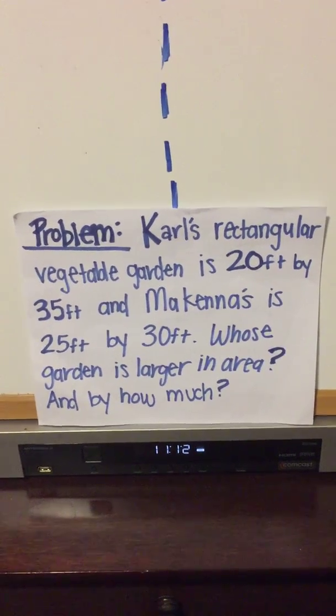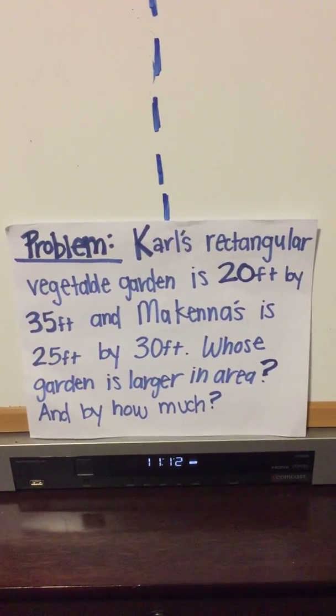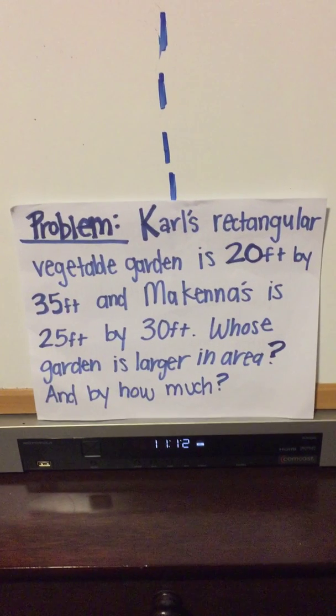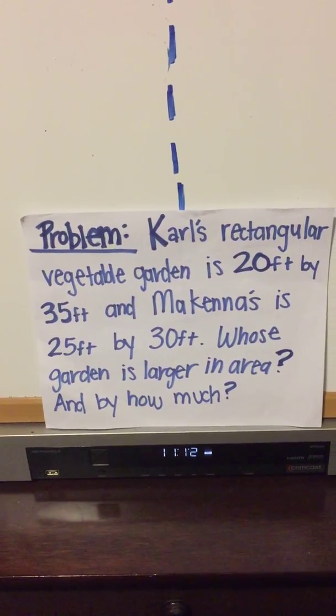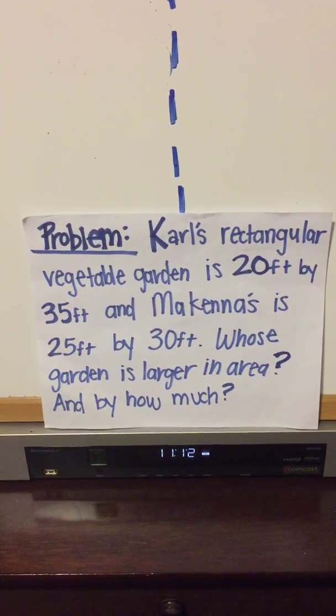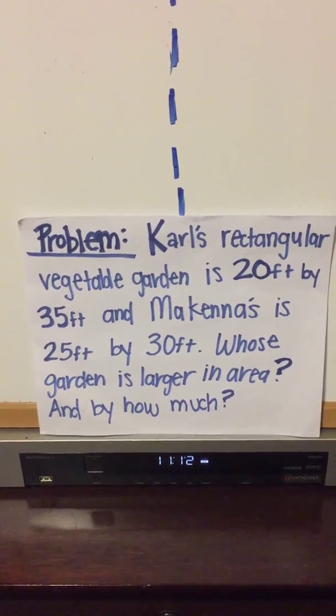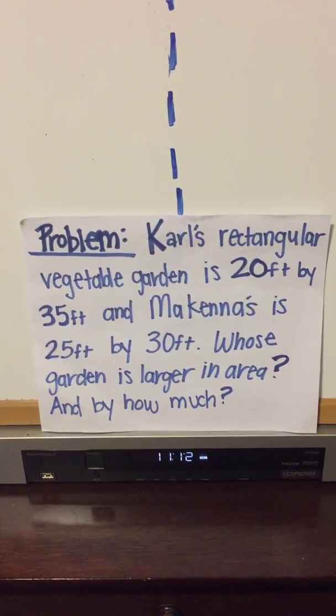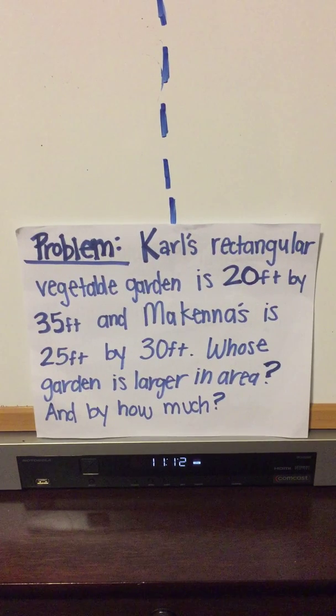Our problem is: Carl's rectangular vegetable garden is 20 feet by 35 feet, and McKenna's is 25 feet by 30 feet. Whose garden is larger in area, and by how much?